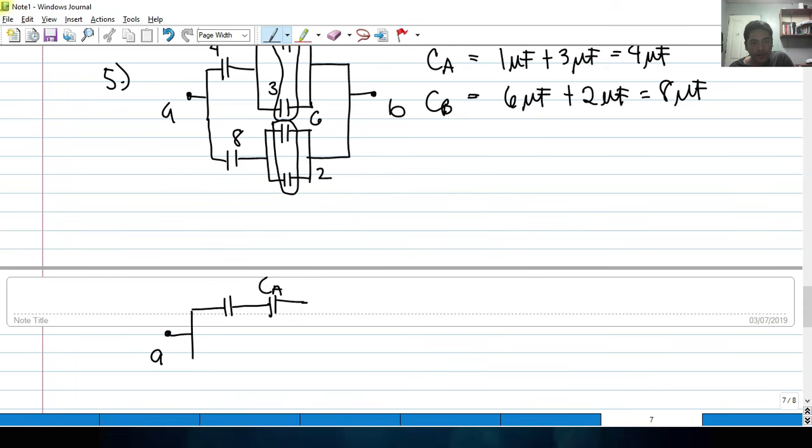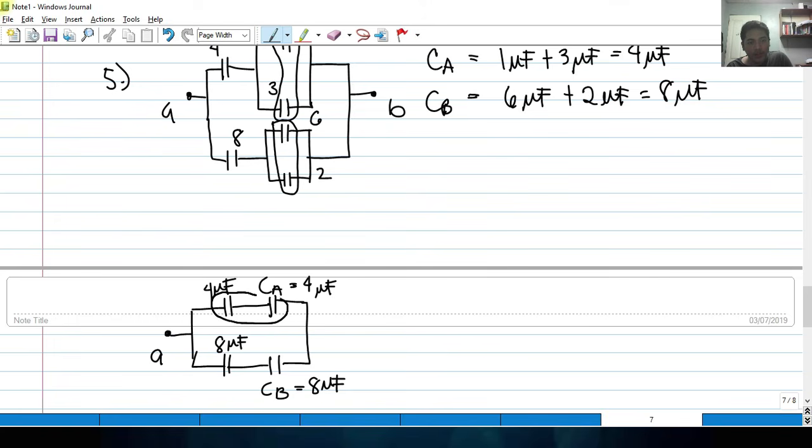Okay, so we have here C sub B, and this is still 8 micro, and this is 4 micro. What's the value of C sub A? That is 4 microfarads. This is 4 microfarads. This is 8 microfarads, and this is also simply 8 microfarads. So what we can do is again combine these two.